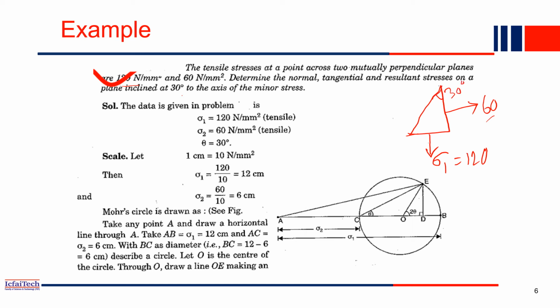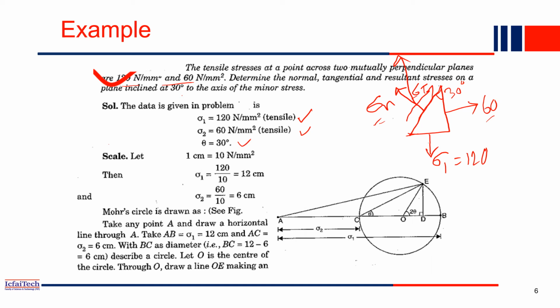and in this plane you have to find the value of the normal stress sigma n and the value of the shear stress sigma t. Also the resultant stress, which will be inclined, so these three values you have to compute. Sigma 1 is given as 120, sigma 2 is given as 60 in the question, and the angle is also given as 30 degrees.